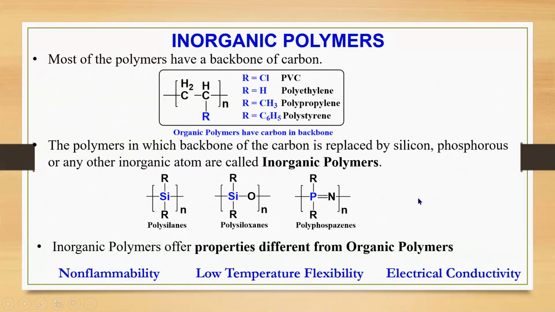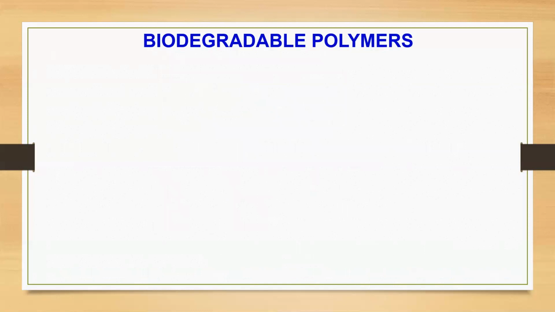So I have only this much for inorganic polymers. Now I am coming to a very important class of polymers which are still in development but are very much required from an environmental point of view, and you know what they are: the biodegradable polymers. Now, in fact, let me start with the statement that all natural polymers are biodegradable.